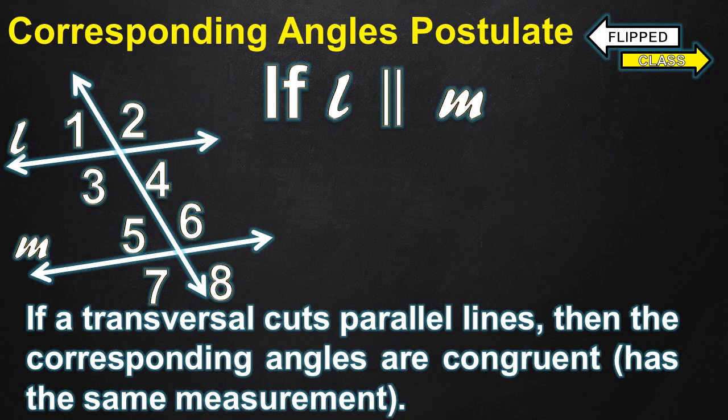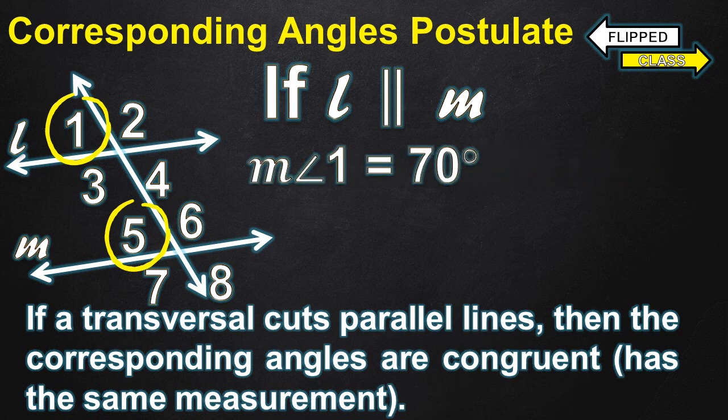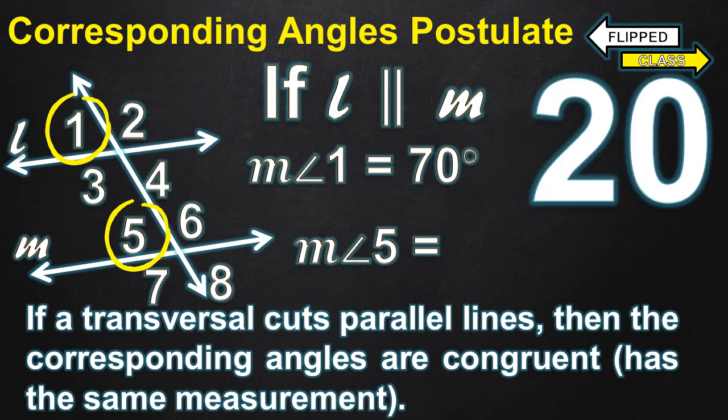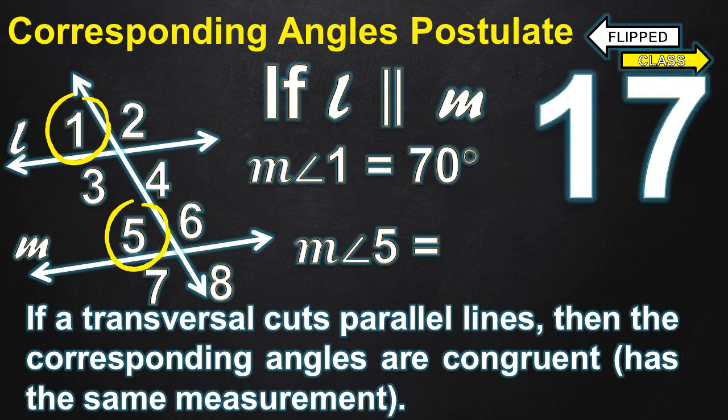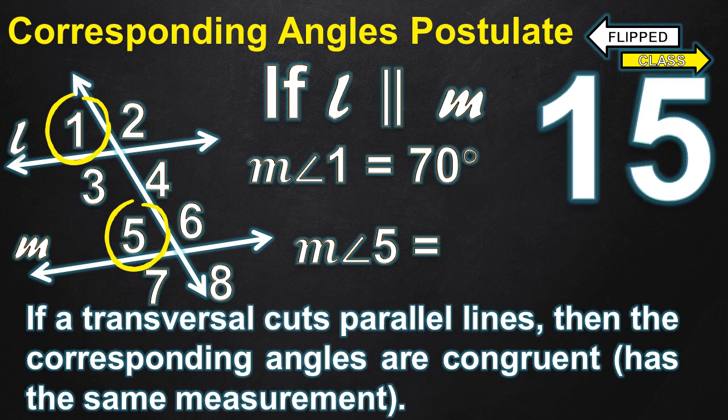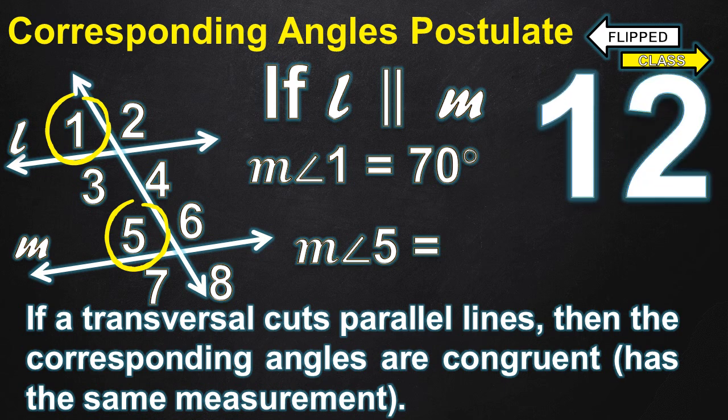It states that if a transversal cuts parallel lines, then the corresponding angles are congruent or have the same measurement, such as angle 1 and angle 5. If we say that the measurement of angle 1 is 70 degrees, we need to show that the measurement of angle 5 is the same. Let's find out the proof of this one. I want you to prove this postulate before we accept it as true. Your time is ticking.